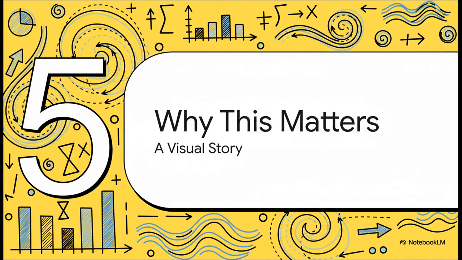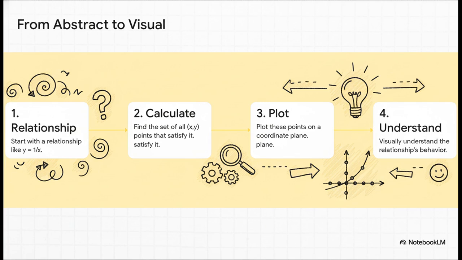So, we did it. We successfully built our graph. But what's the big takeaway from all this? Why did we go through all these steps in the first place? Well, this whole process shows us the incredible power of a graph. It's really a tool for translation. We start with something abstract, just a relationship written in symbols, and by carefully finding every single point that makes it true, we translate it into a visual story. And that picture lets us understand how the original relationship behaves, all in a single intuitive glance.